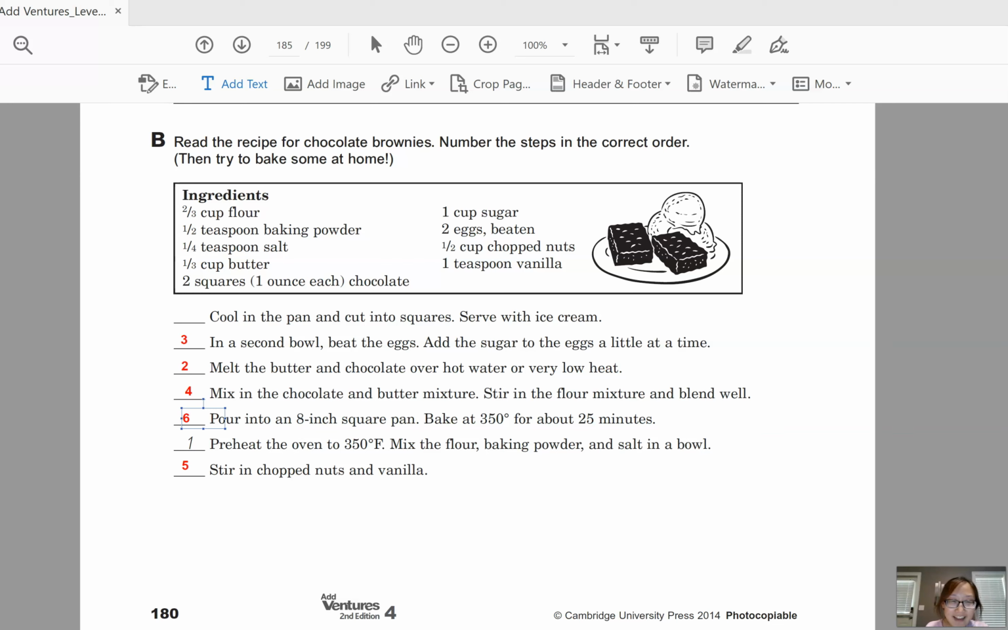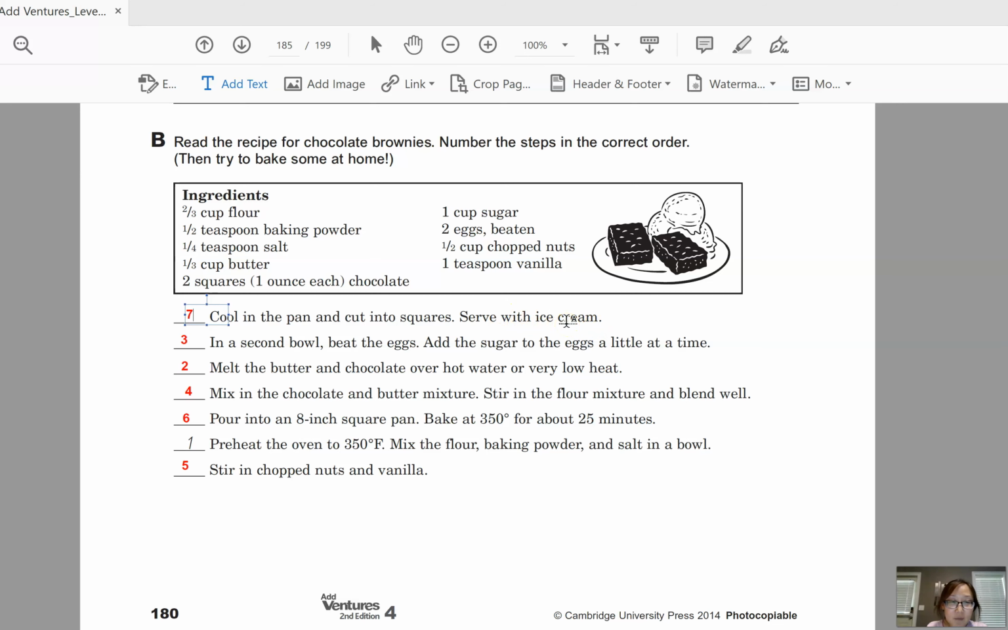Sorry about that. And then the final step is to cool in the pan and cut into squares. Serve with ice cream. And that should be optional, but very great suggestion.